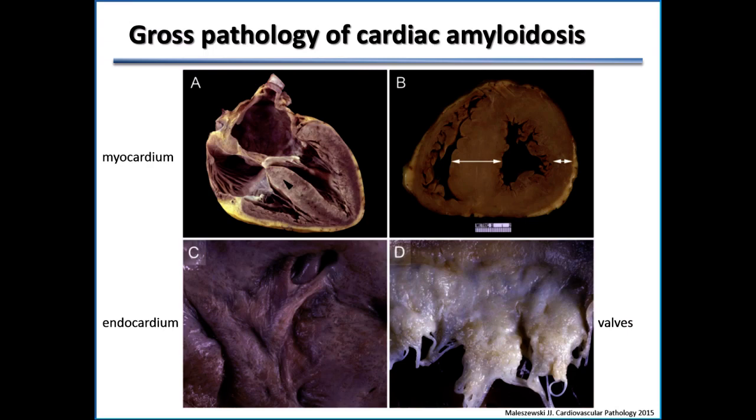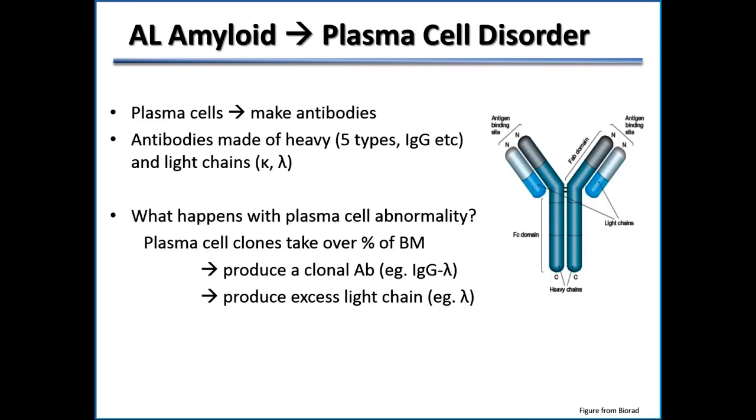In addition, the amyloid can go to the valves, causing valvular thickening as well as valvular dysfunction. So I talk a lot about put this into an easy to understand frame of reference for you.